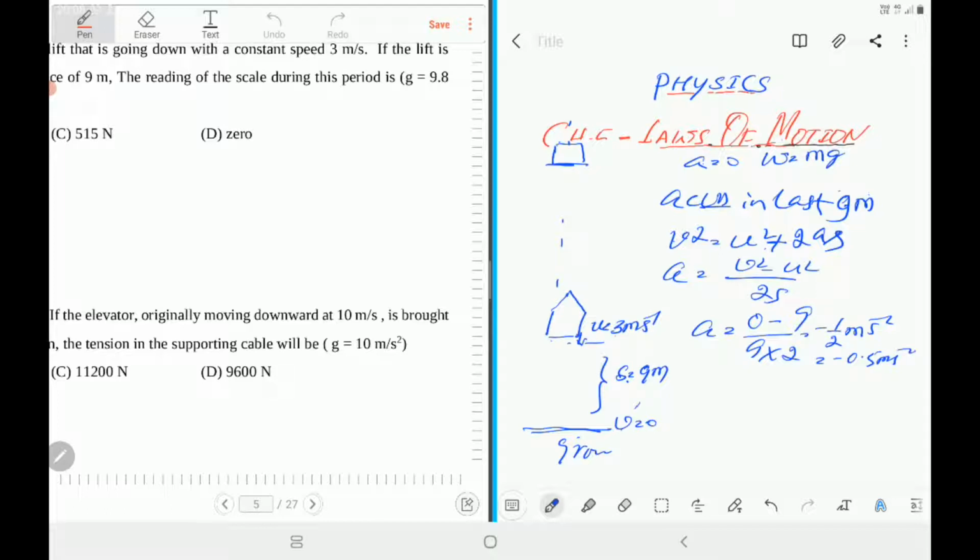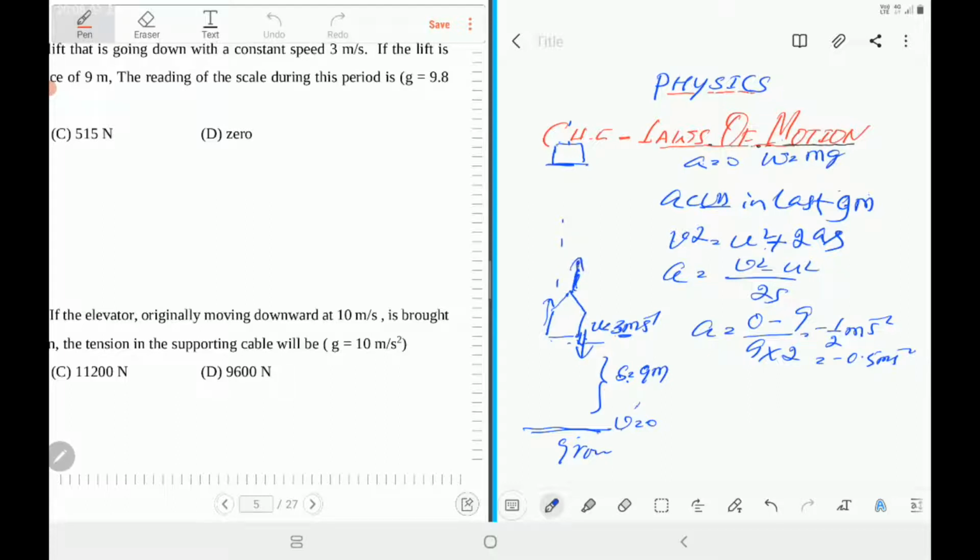The acceleration is negative in the sense the body is moving down, but the acceleration is up. Why? You are lifting it up. How do you produce deceleration? As it is falling with 3 meter per second, we have to decrease the velocity from 3 to 0. So you have to pull it up.